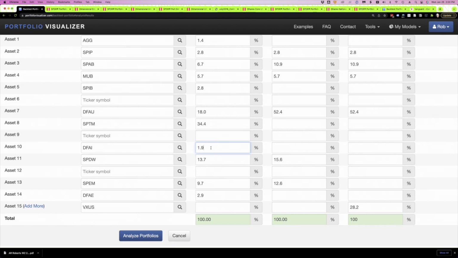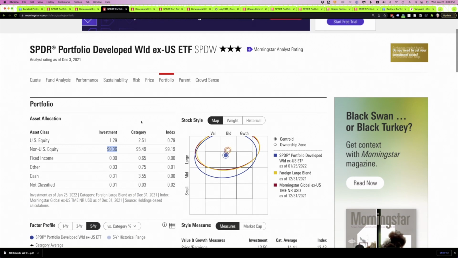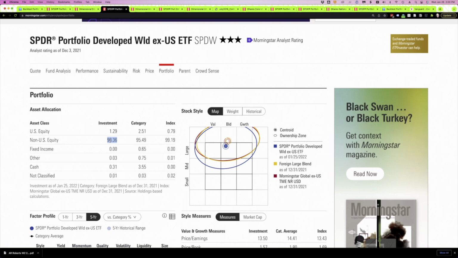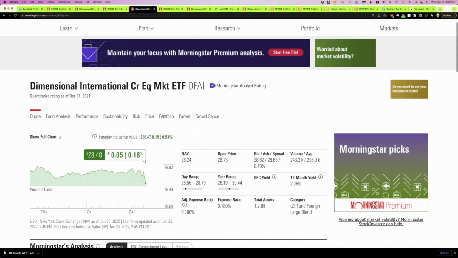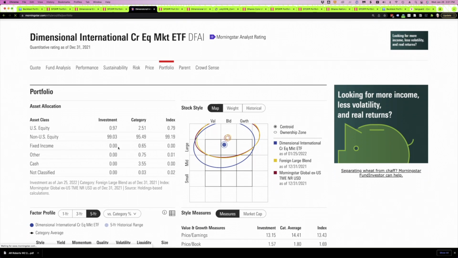And again, with Dimensional, it's a small amount. So it's like, what's going on here? What's the theory behind this? Maybe there's a good answer, but I would do the same thing we just walked through. Here's the SPDR fund. Again, it's non-US equity, basically large blend, very good. Dimensional, we'll come over to portfolio. Again, non-US, large blend, very, very similar.